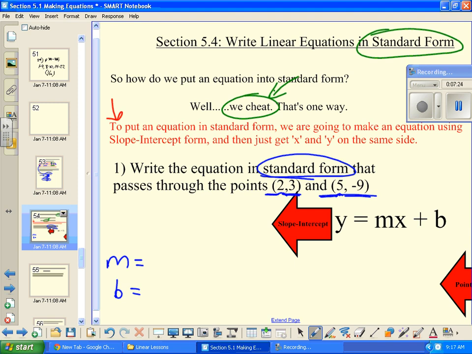Well, again, if we have 2 points on a line, one thing we're hopefully starting to get accustomed to is that we can find the slope of that line. I can do 3 minus negative 9 and 2 minus 5. 3 minus negative 9 and then 2 minus 5. And this can find me the slope of that line. 12 over negative 3, which just is negative 4. So, good, my slope is negative 4.